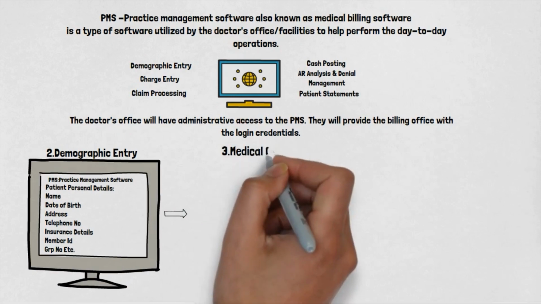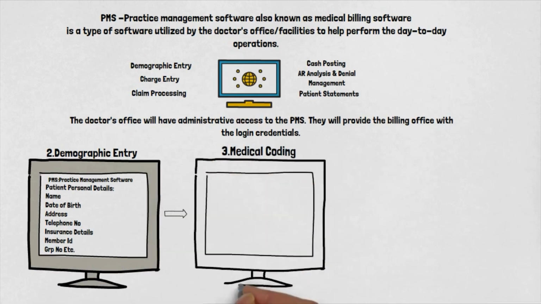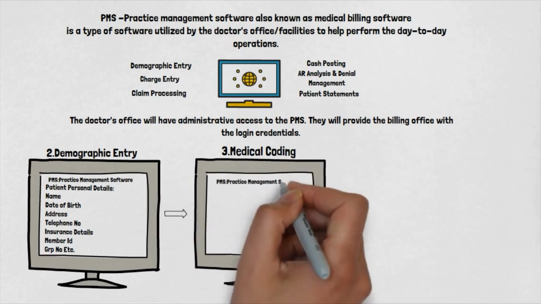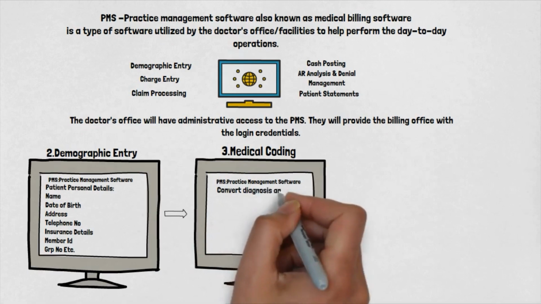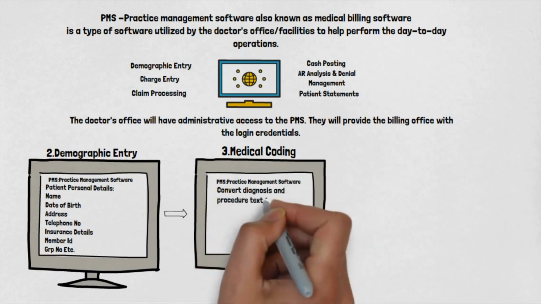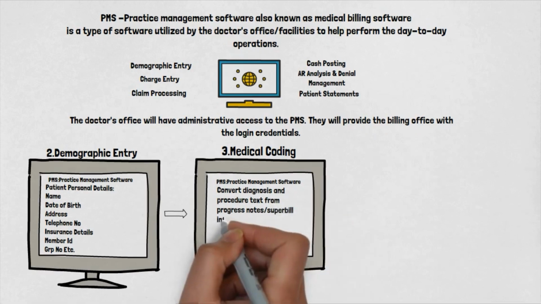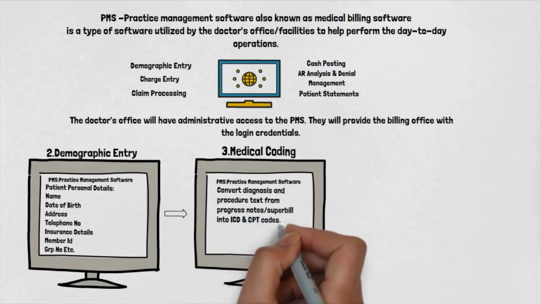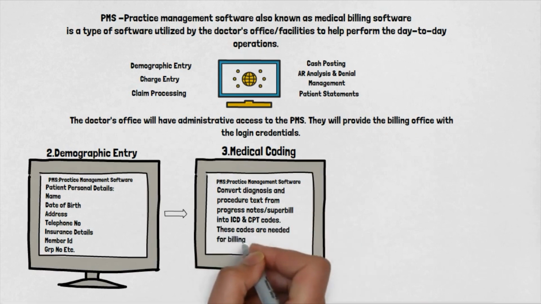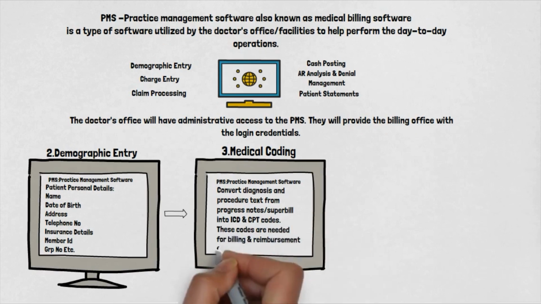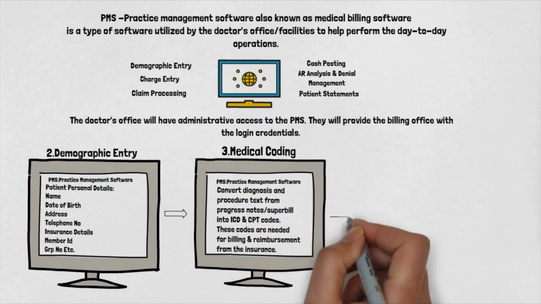Now the next step is medical coding. In this, the coding team will convert diagnosis and procedure text from the progress notes or super bill and convert it into ICD and CPT codes. Now this is done in order to bill insurance companies and to get reimbursed from them.